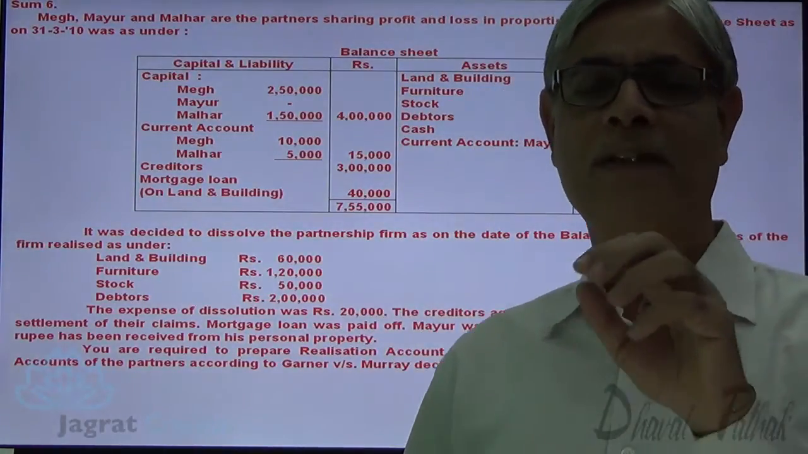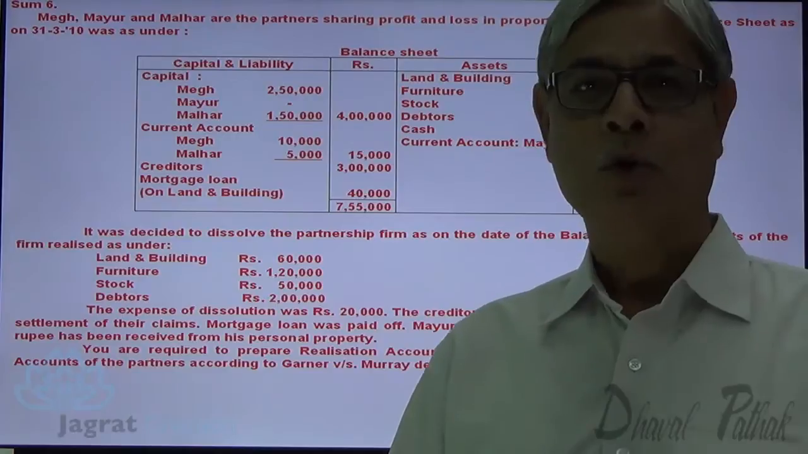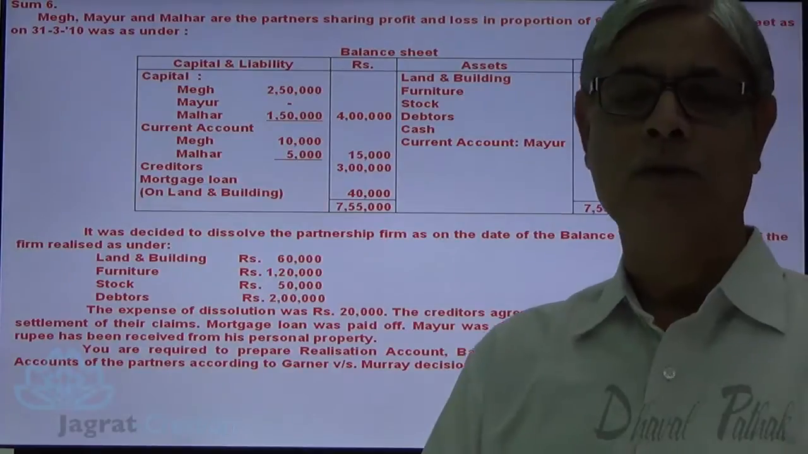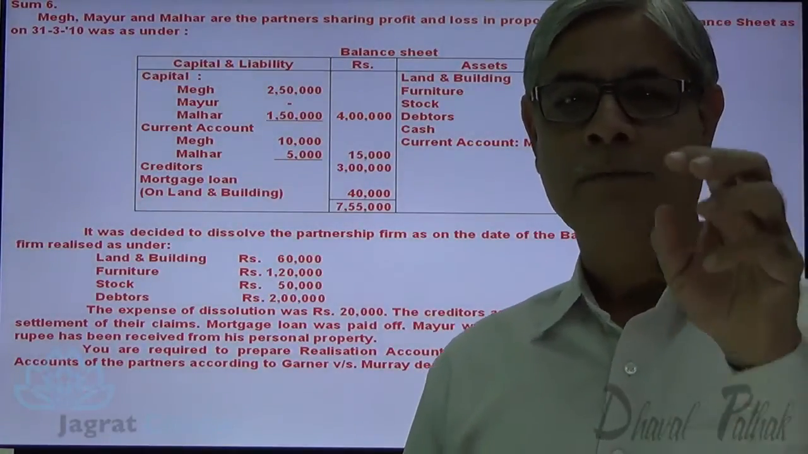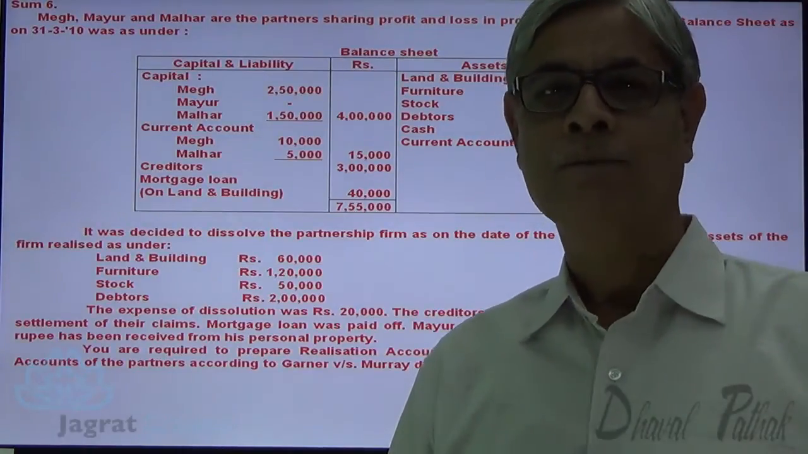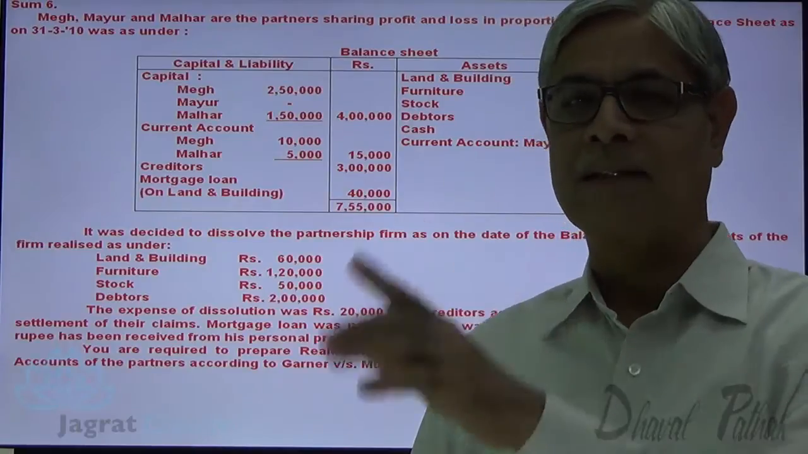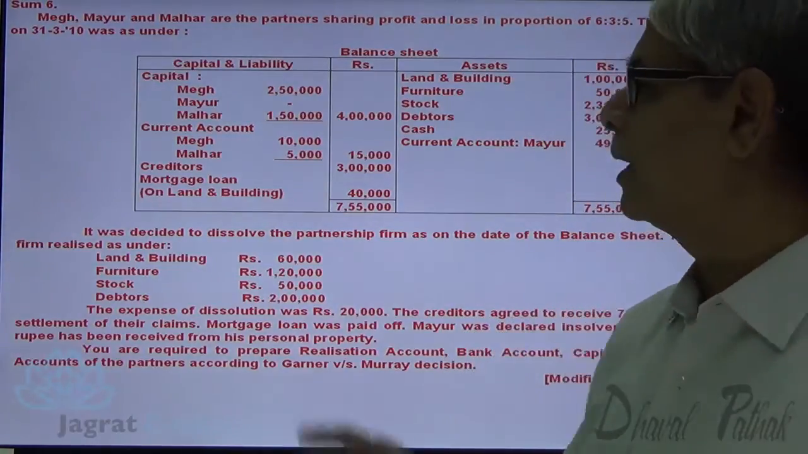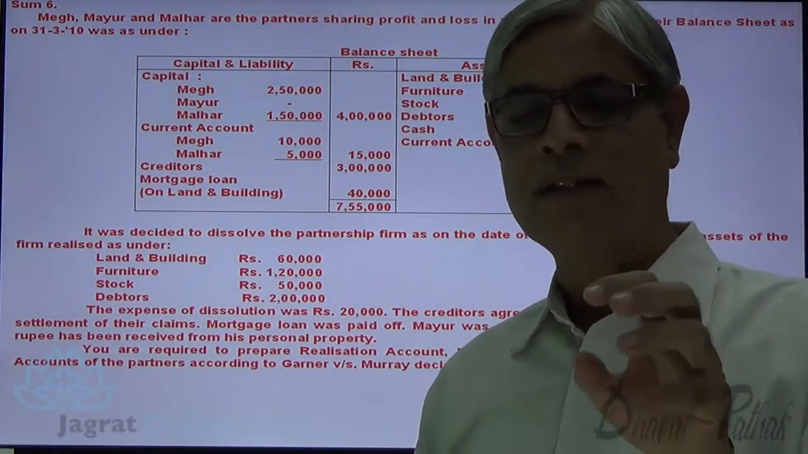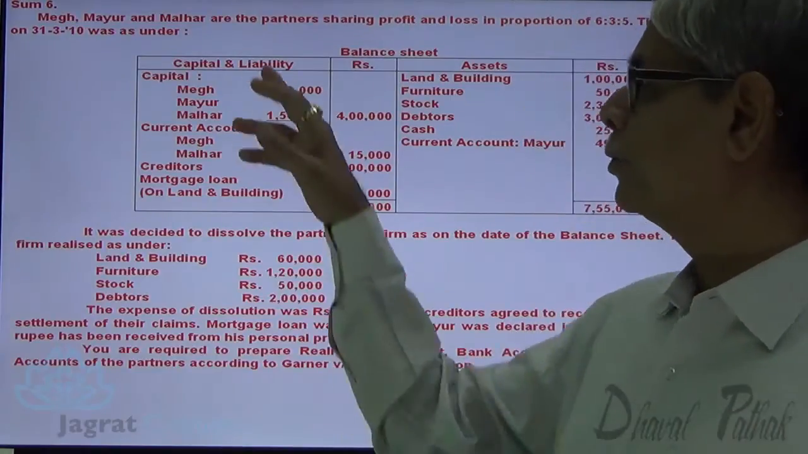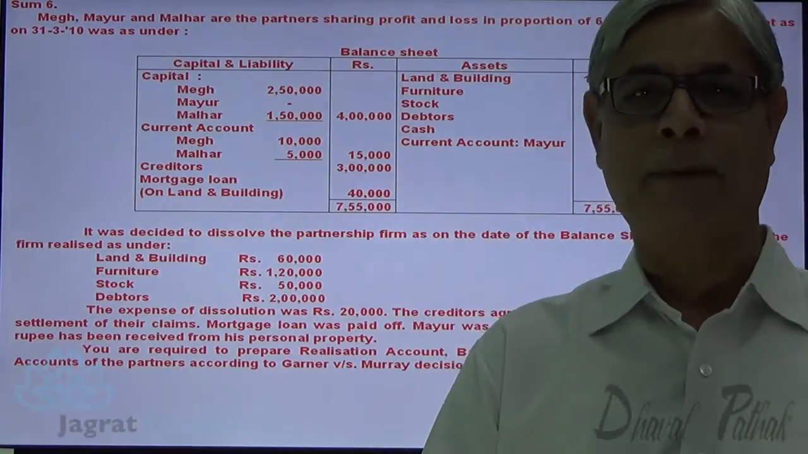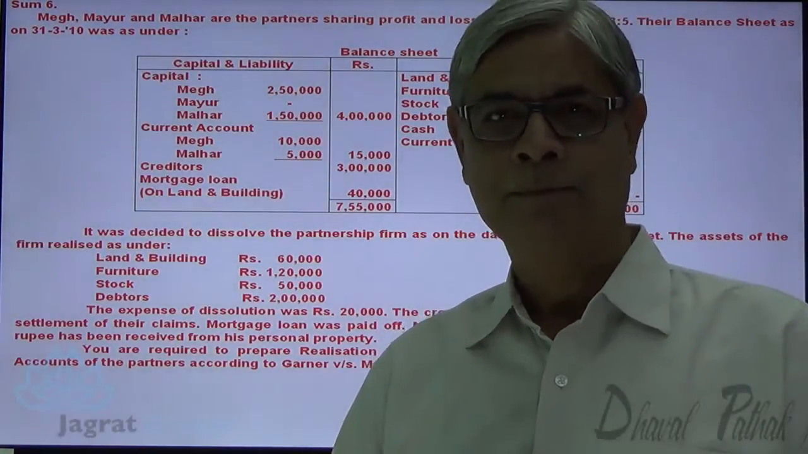The name of that non-recoverable amount is capital deficit. And Garner versus Murray says that this is a capital deficit, so it should be borne by the partners, not in the profit sharing ratio of 6:3:5, but the capital deficit of an insolvent partner has to be borne by solvent partners in the proportion of their capital that existed on the date of dissolution. Now, which capital? Fixed capital or current capital or both? The answer is, you have to consider the proportion of fixed capital of solvent partners for the purpose of transferring the loss on account of capital deficit of an insolvent partner.